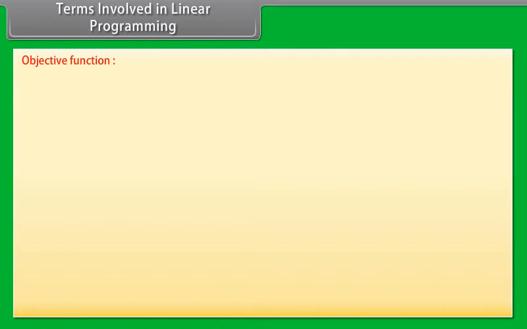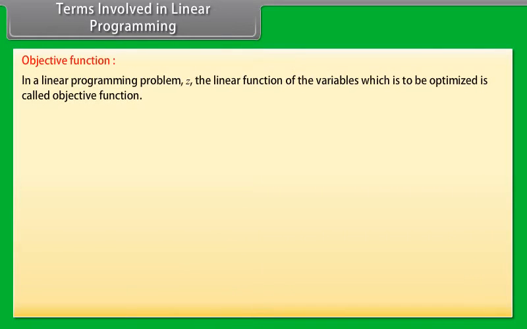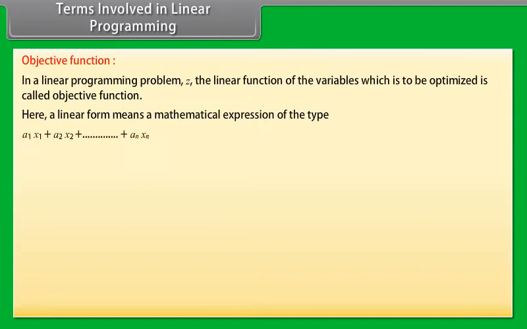Objective function. In a linear programming problem, Z, the linear function of the variables which is to be optimized, is called objective function. Here, a linear form means a mathematical expression of the type a1 x1 plus a2 x2 plus and so on till an xn, where a1, a2 and so on till an are constants and x1, x2 and so on till xn are variables.